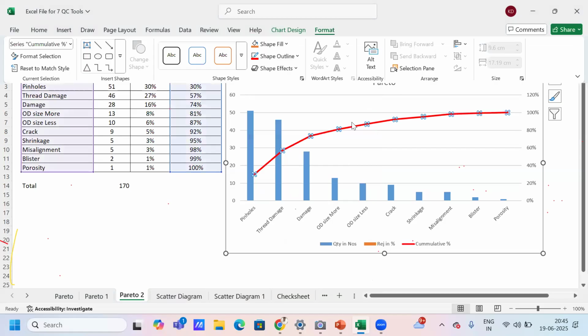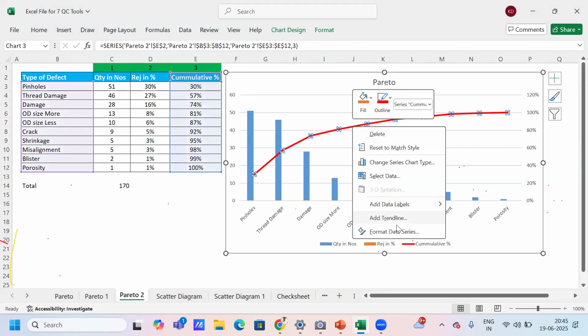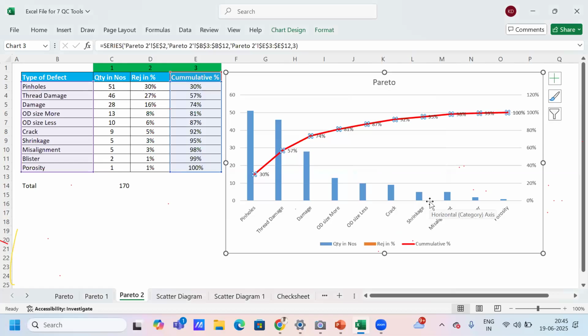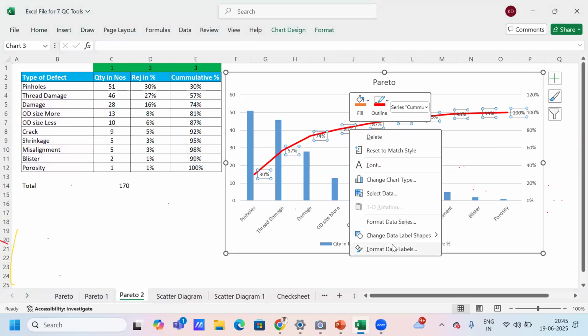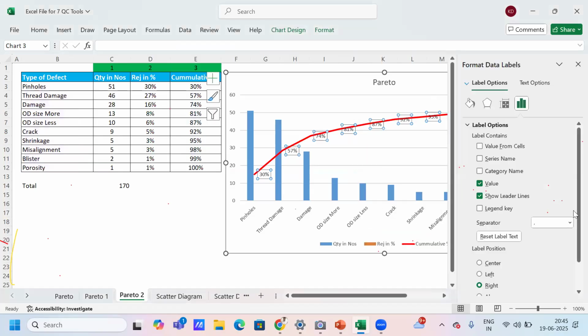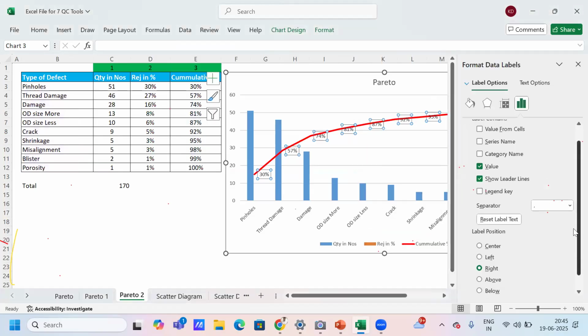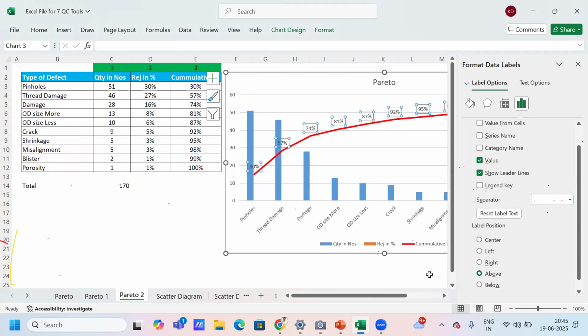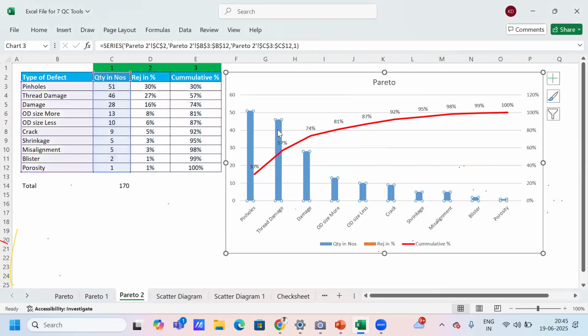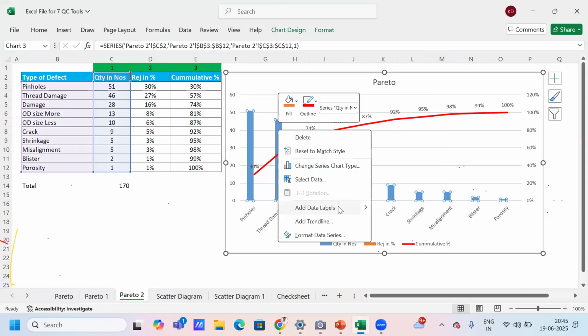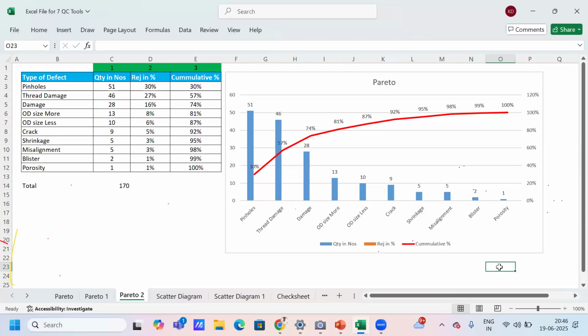Now I need to display the data labels. So format data series, data labels, and I will put them above. Now I need to do this for the bars as well. So add data labels. Very good. So my Pareto chart is completed.